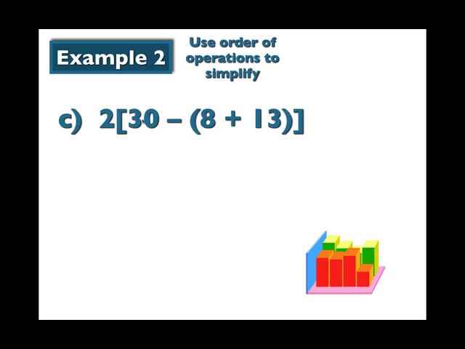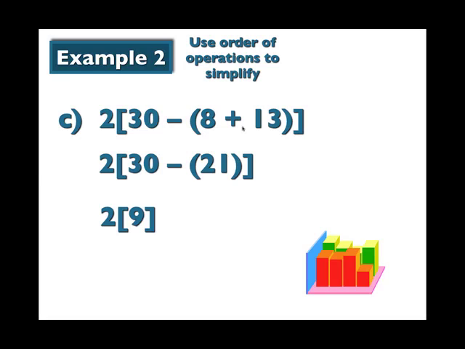So the last thing we're going to worry about is this 2. We're going to do everything inside the brackets first. And inside the brackets, we're going to do the parentheses. 8 plus 13 is 21. So now we have 30 minus 21 in brackets. Subtract that, we get 9. And when we multiply 2 by 9, we get 18. So this whole mess up here with the brackets, parentheses, and all the operating symbols is just another way of writing 18.